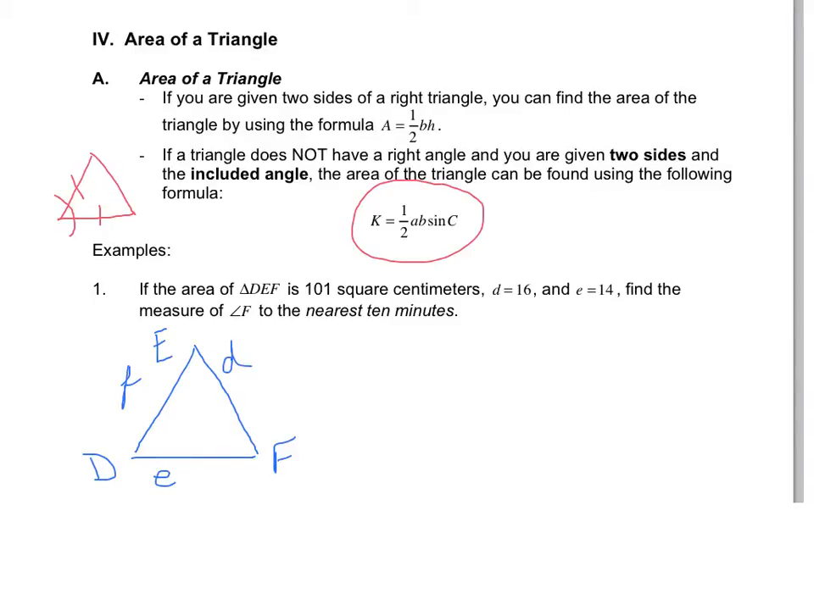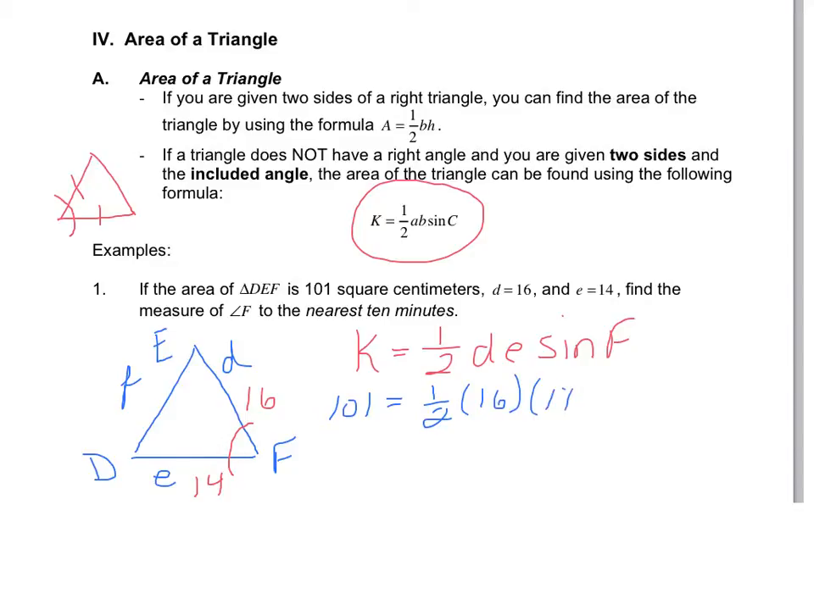Okay, so little d is 16, little e is 14. They want me to find angle F, which is the included angle. So I can use K equals 1/2, but instead of AB, I'm going to use DE sine of F. K is the actual area, so we know that it's 101, equals 1/2, d is 16, e is 14, sine of F. We don't know what angle F is.